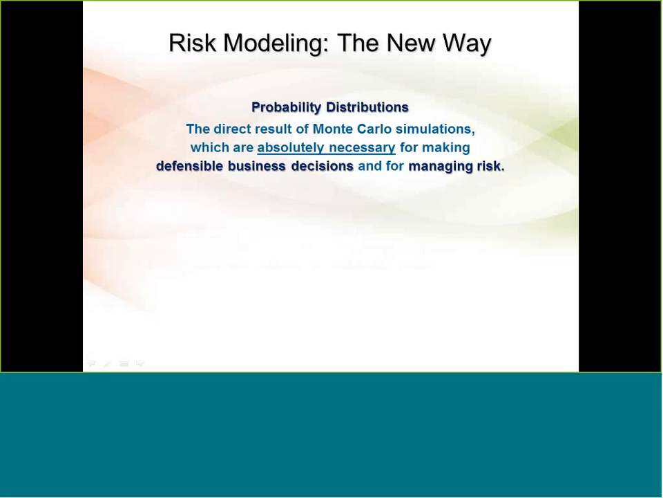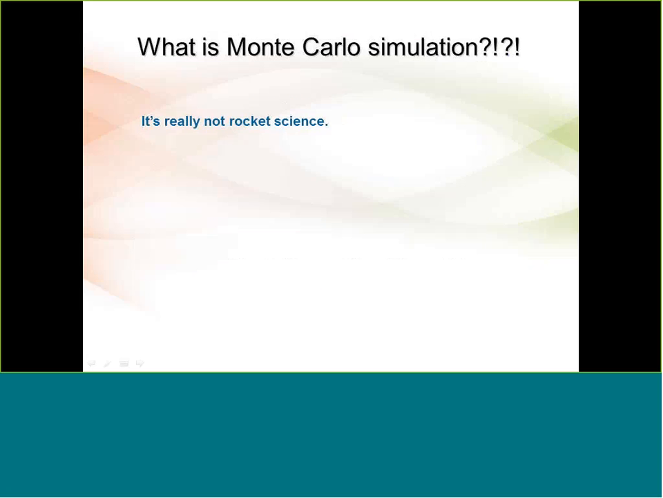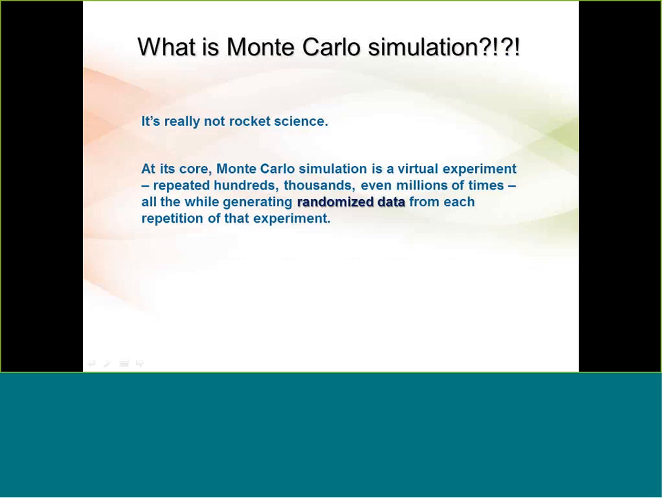So the new way of risk modeling is the use of probability distributions to understand how a project may behave. And the probability distributions are the direct result of Monte Carlo simulations. And so what probability distributions do is they furnish you and the decision makers and stakeholders with a full range of possible outcomes, how likely those outcomes are to occur, and it identifies the main drivers that impact the project's schedule and cost.